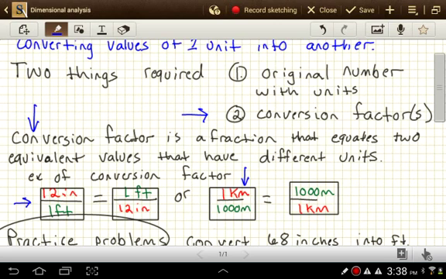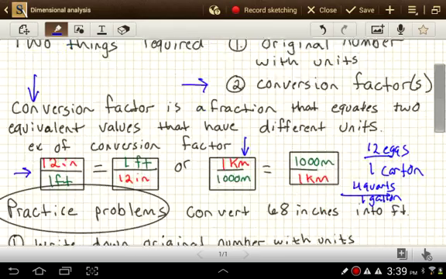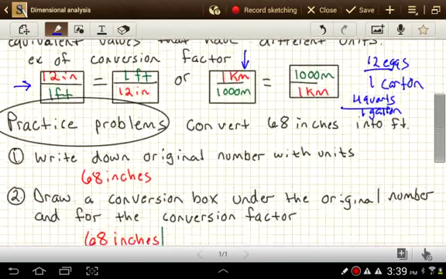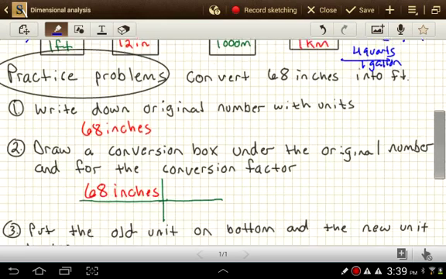Another example is a carton of eggs. We know there are 12 eggs in one carton. I think in America we like the number 12. Or there are 4 quarts in 1 gallon. That's another conversion ratio. They mean the exact same thing when I say that. So now we know the two things we need. Let's do a practice problem.